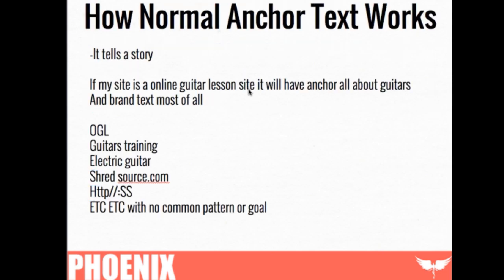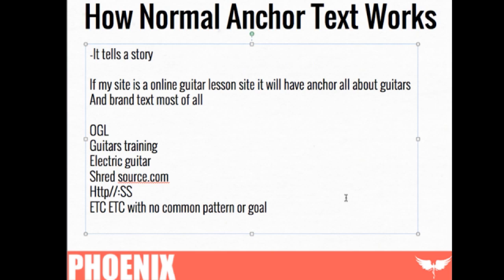Now, normal anchor text on a legitimate site that ranks well on Google tells a story. So, for example, if my site is an online guitar lesson site, it will have anchors all about guitars, and brand text most of all. It won't have "online guitar lessons" every time. It won't have "best online guitar lessons." Most of it will be like: online guitar lessons, guitar training, electric guitars, shredsource.com, http shredsource.com, banjo, learn to play instruments, music classes, my favorite guitar website, Alex Becker's online lesson website, Shred Source online guitar lessons. There will be no pattern to it.